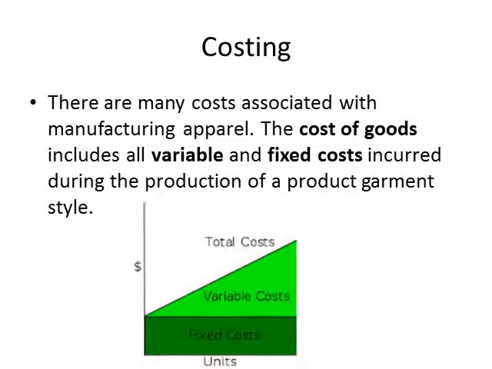There are many costs associated with manufacturing apparel. The cost of goods includes all variable and fixed costs incurred during the production of a product garment style. And I know we've already gone over fixed costs in our last lecture.